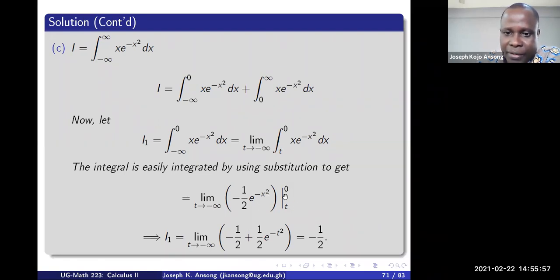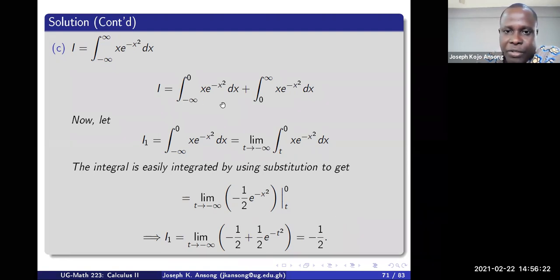Plug in the limits. When x is 0, you're going to have negative 1 over 2, plus when x is t, you get this. Okay? And you take the limit as t goes to negative infinity. Note that as t goes to negative infinity, the e to the negative t squared goes to 0. And so you are left with negative 1 over 2. All right? So we have the first expression on the right.